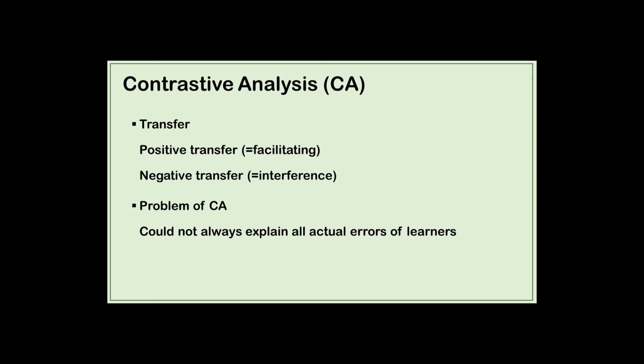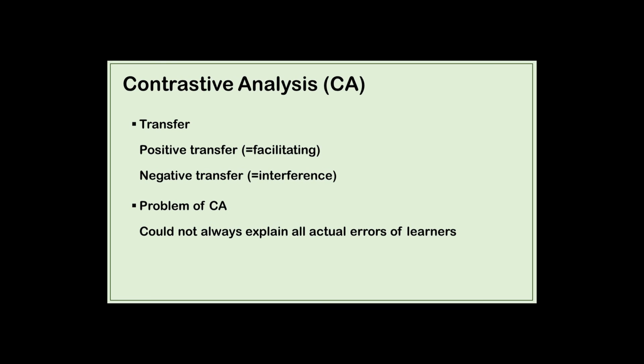CA also presented the concept of transfer in the second language learning process. There are two types of transfer, which are positive transfer and negative transfer. When L1 and L2 have a structural similarity, positive transfer of learners' L1 to L2 occurs. On the contrary, when L1 and L2 have a structural difference, negative transfer of learners' L1 to L2 occurs, and it causes difficulties in the learning process.